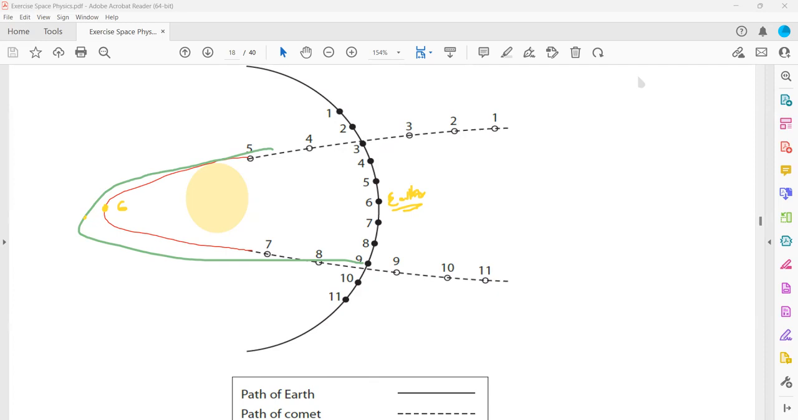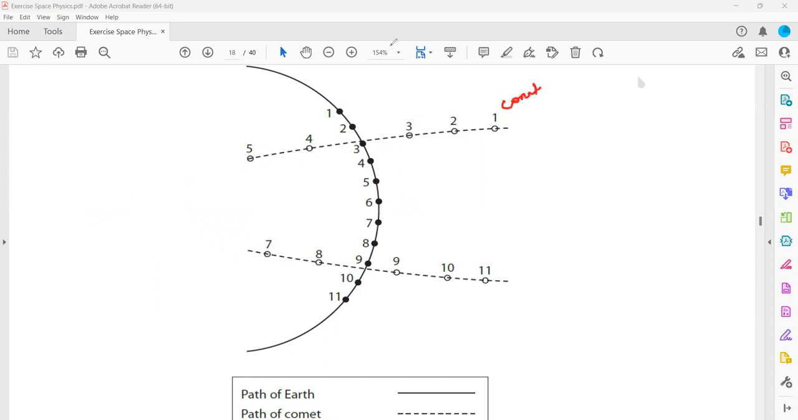So the question is, in week 6, basically week 1, this is the path of a comet. This is the comet, and this is the Earth. So week 1, Earth is here, comet is here. And when we complete the path of the comet, in week 6 the comet will be here. And where is the sun? So this will be the sun.